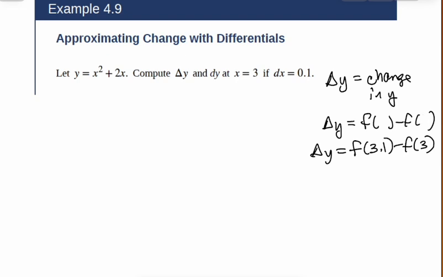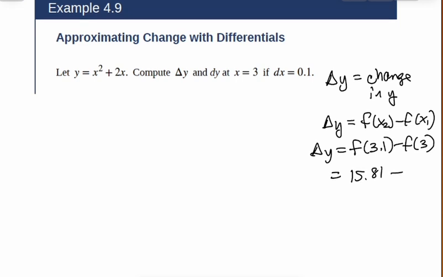Let's change these two. Again, I apologize, but this is new to me as well. Anyway, so if we use our formula and we plug in 3.1, 3.1 squared plus 2 times 3.1, that's 15.81. If you plug in 3, you get 9 plus 6, or 15. So delta y is just your change in y from the start at 3, to the end at 3.1, is 0.81. Okay. Now let's see how that's different than dy.